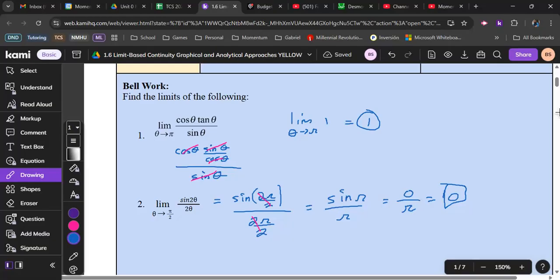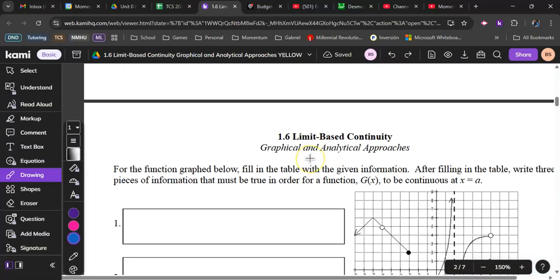The pi's? You cannot cancel something inside of the trig function with something outside of the trig function. That's like me writing f of pi over pi. I can't cancel the pi's because sine is a trig function, so it's an actual function. It's like function notation. Any questions, or we feel good about that? We all feel good? Yes. Awesome. We're going to talk about continuity now.